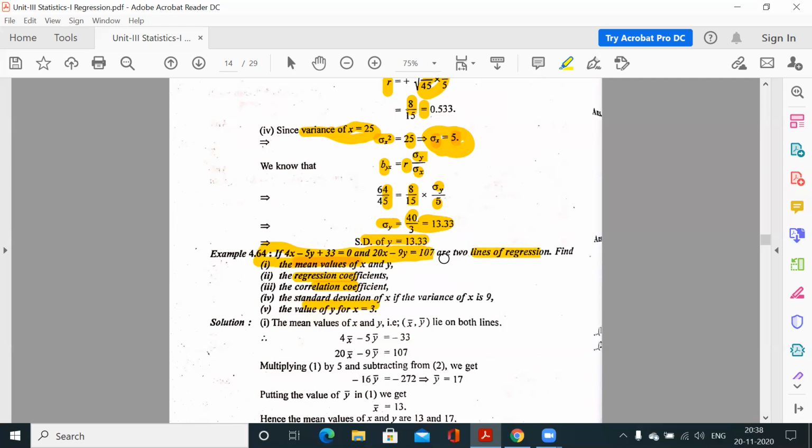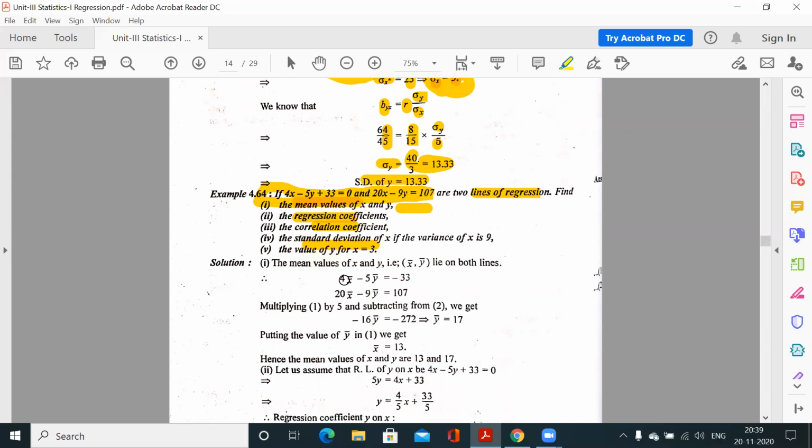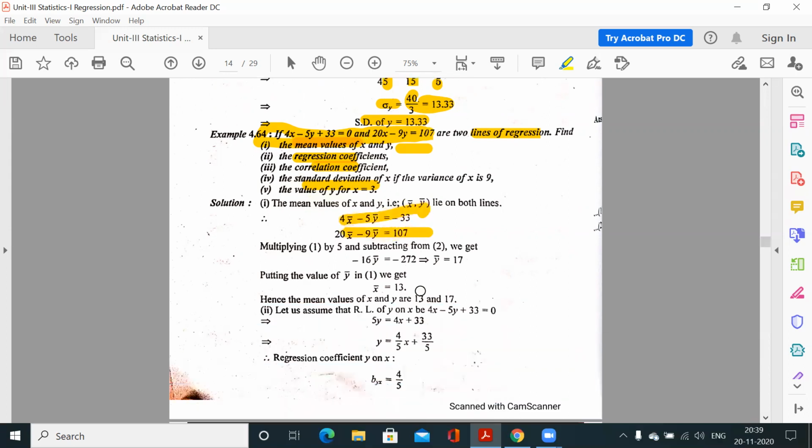Suppose the first equation is the x line. So first we need to calculate the mean values of x and y. You know, both regression lines intersect at the means. So solve these two equations by using the substitution or elimination method. We will get x and y values, and those values are the mean values. So solve these two linear lines, and we'll get x bar and y bar.